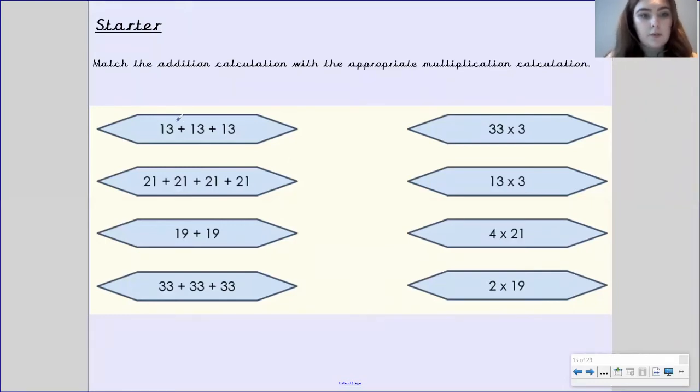Okay, so with the first one, we have got 1, 2, 3 lots of 13, which means we are either looking for 3 times 13 or 13 times 3. So let's have a look down on our list to see if we have got 13 times 3 or 3 times 13, which we can see is the second one here.